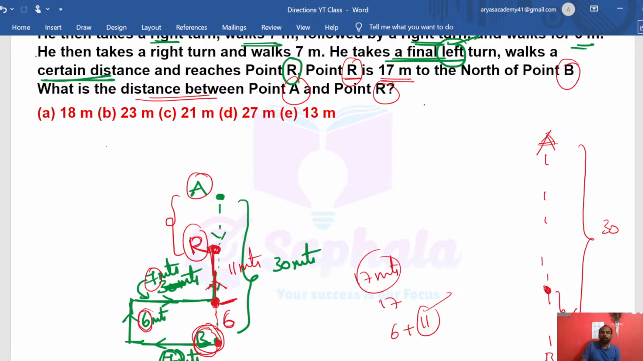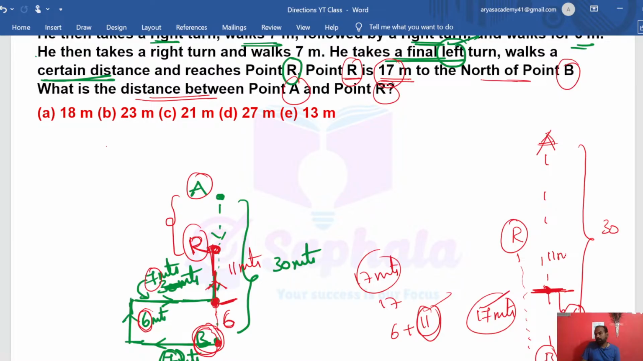But it was clearly mentioned R is 17 meters north of point B. So from point B, if you go towards north, at a distance of 17 meters, I have a point which is named as R. Already up to this point it is 6 meters. But to reach 17, I have to add another 11. So from here, if I go another 11 meters, I will reach a point which is known as R.